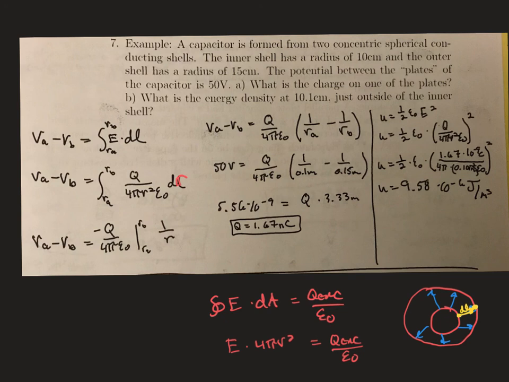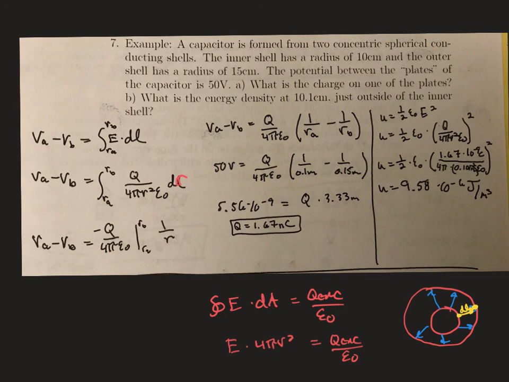Alright, so I'm taking the integral of 1 over r squared, which gives me a negative sign out here, and then 1 over r, and I need to evaluate between rb and ra. I've sucked the minus sign in, which is why this is a minus b rather than b minus a. I know my 50 volts, I know my electric constant, so I can plug that in. I know my two distances, 0.1 meters and 0.15 meters. That allows me to calculate the charge as 1.67 times 10 to the minus 9 coulombs, or 1.67 nanocoulombs.